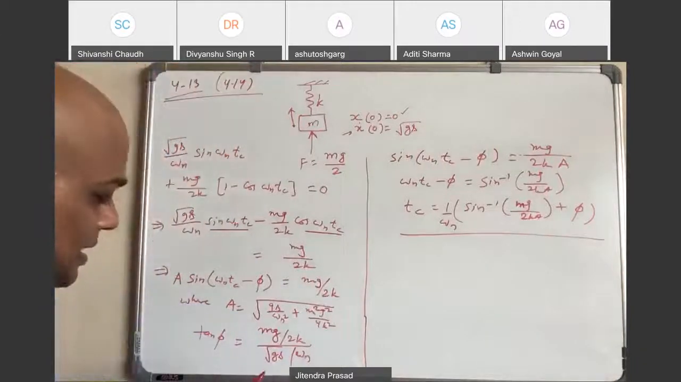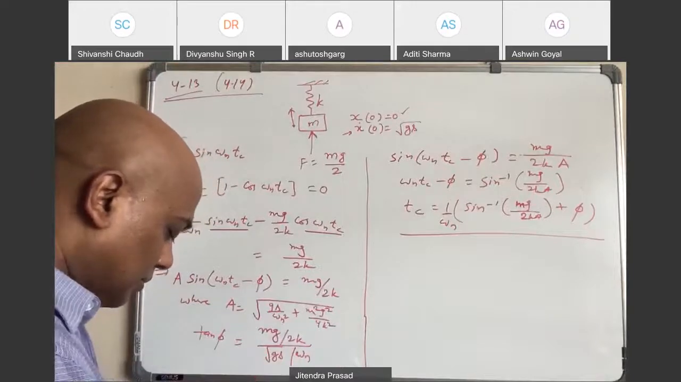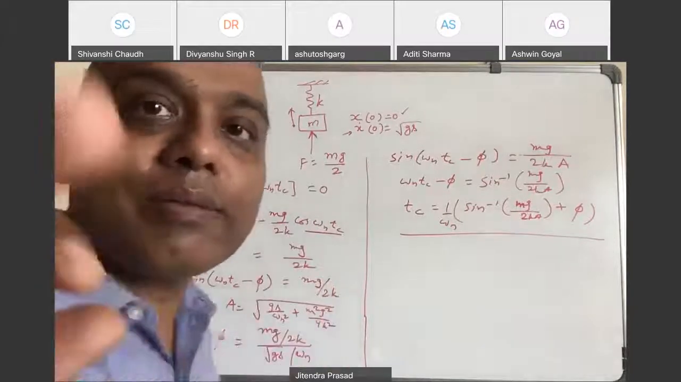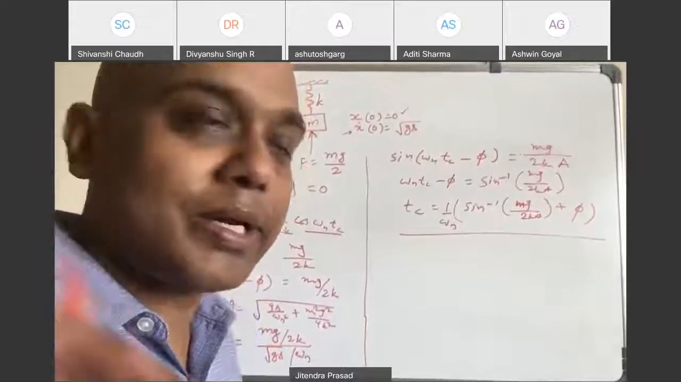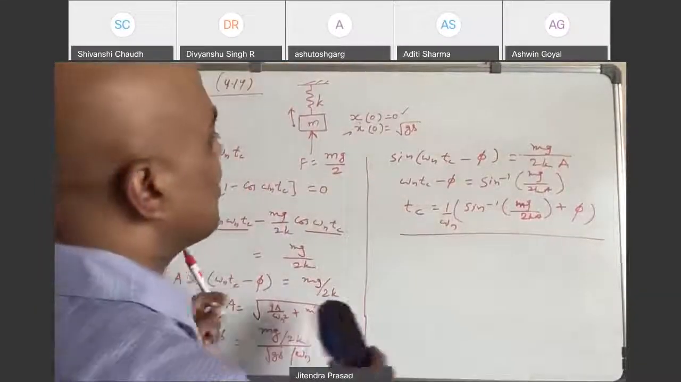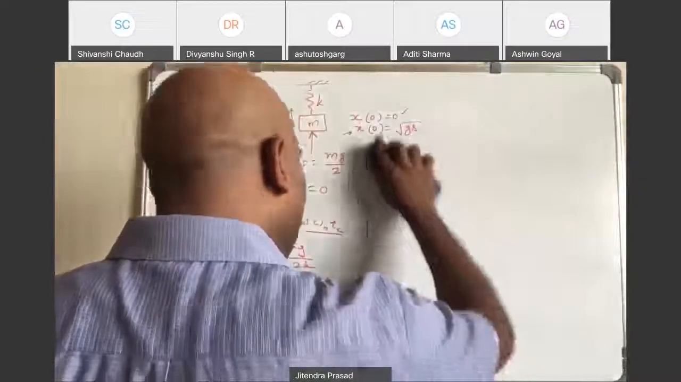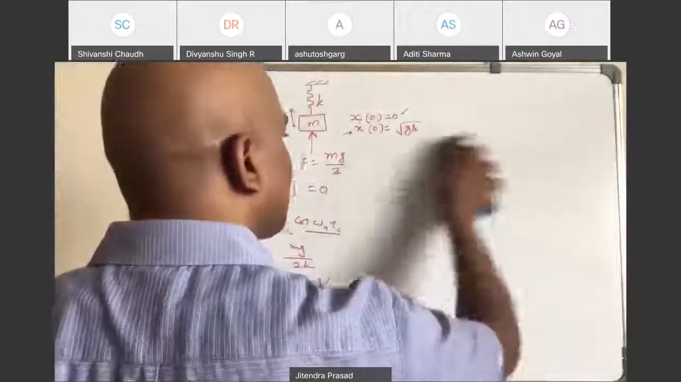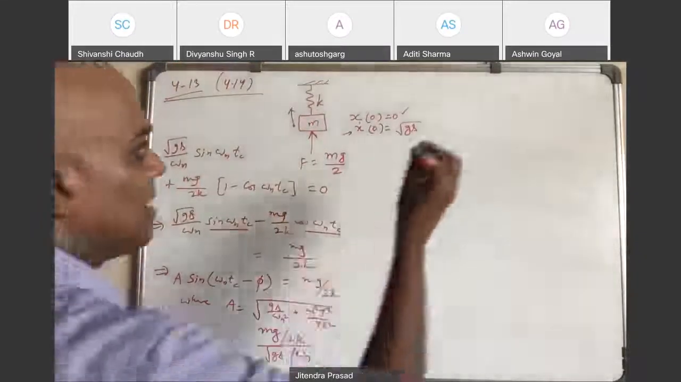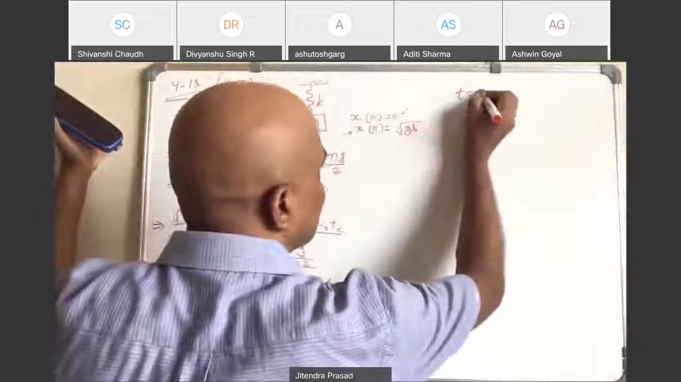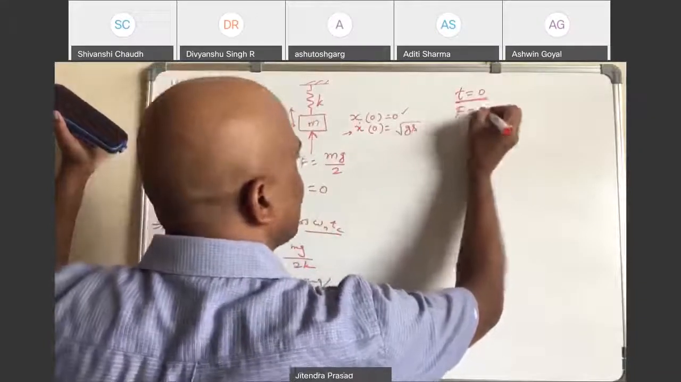So why do you assume a step function? A step function means that this is a constant force, basically. A constant force when you are starting from t equal to 0, and at t equal to 0 itself, the force is mg over 2.